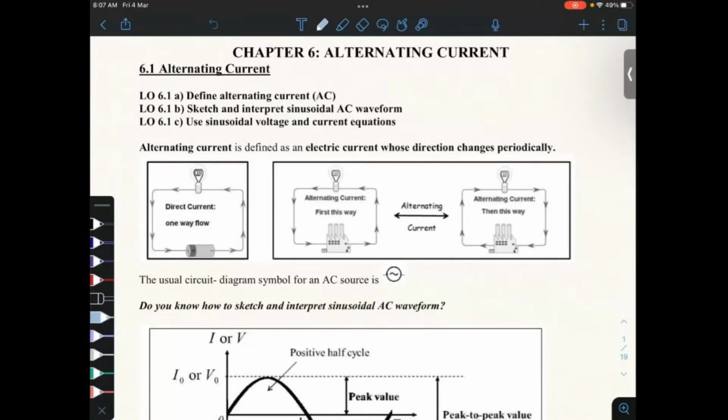Alright, so hari ni kita akan masuk chapter yang baru. So we are going to look at chapter 6, alternating current. Okay, the first subtopic here, 6.1, is on alternating current.